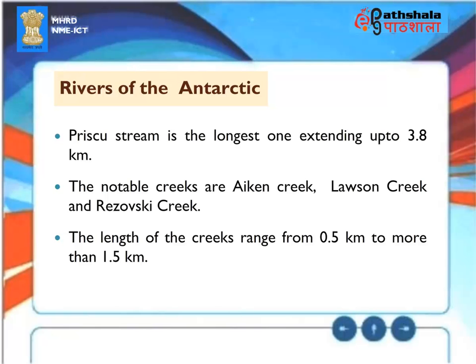The notable creeks are Aiken Creek, Lawson Creek, and Rezovsky Creek. The length of the creeks range from 0.5 kilometers to more than 1.5 kilometers.